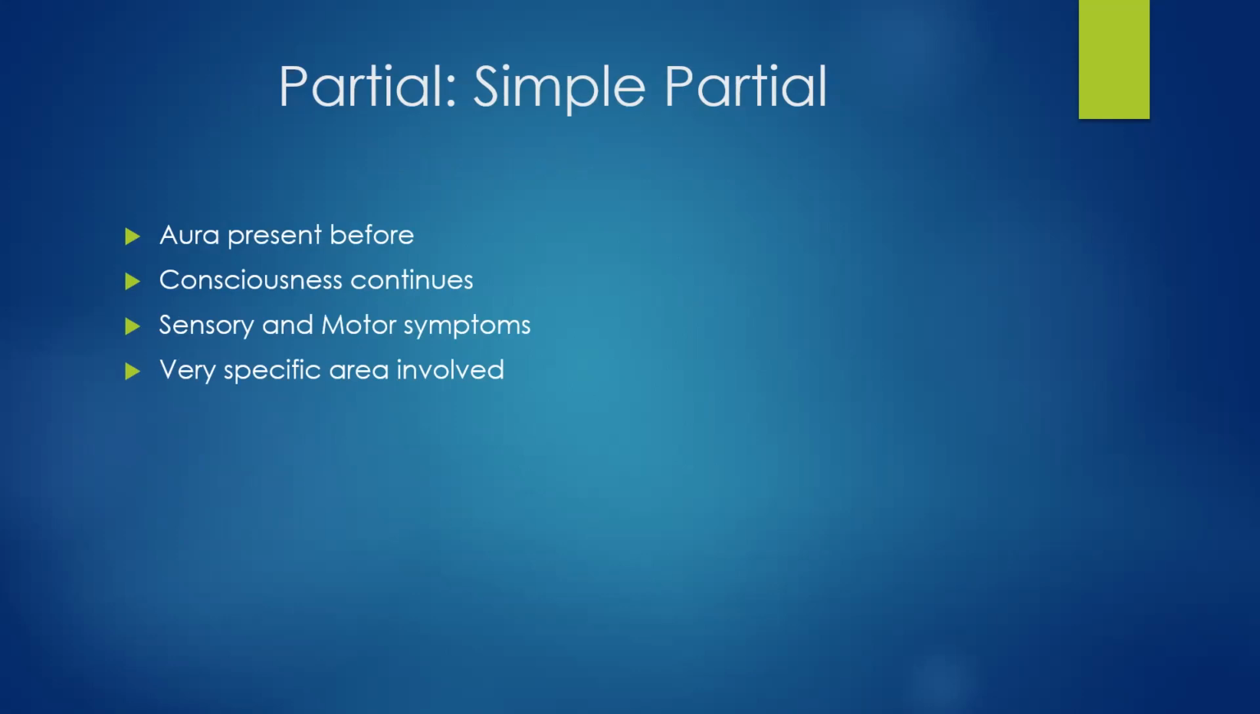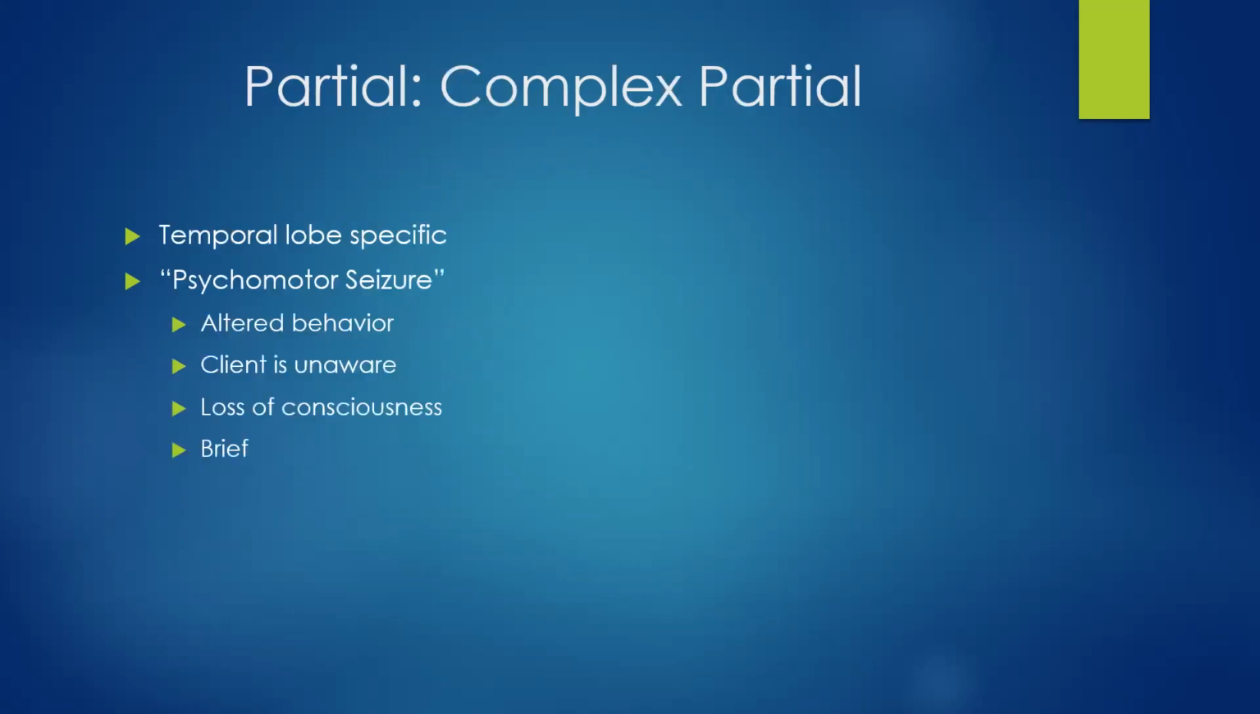It could be just the hand, it could be just the left arm. It's a very specific area when it comes to a simple partial. When we talk about the complex partial, this is specific to the temporal lobe. So just the sides, the temporal lobes of the brain.